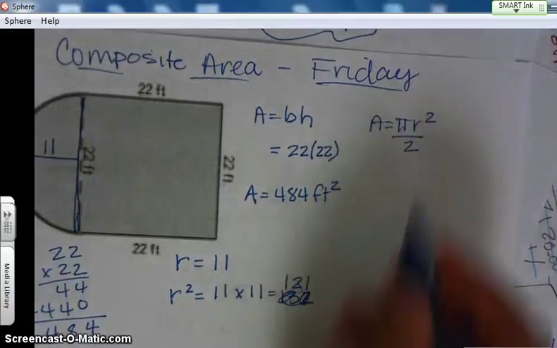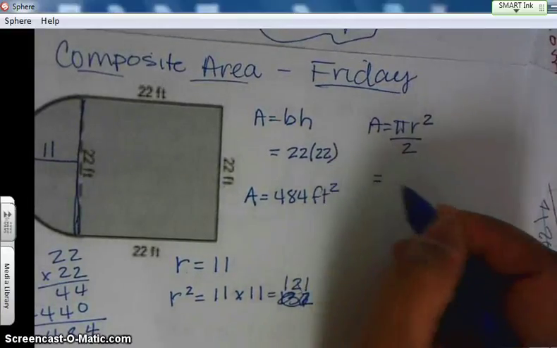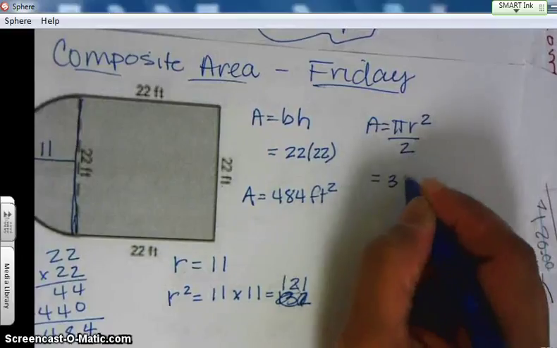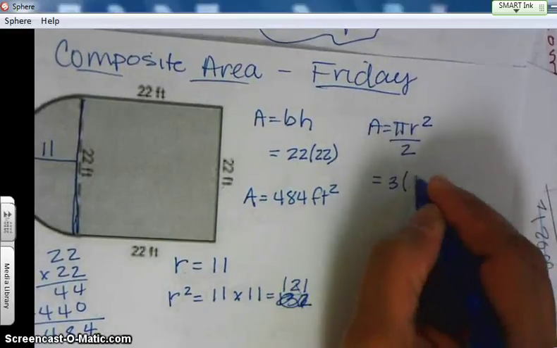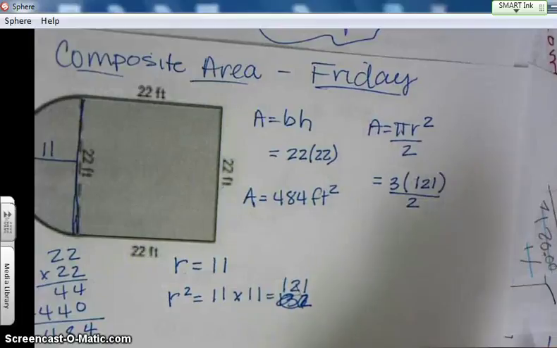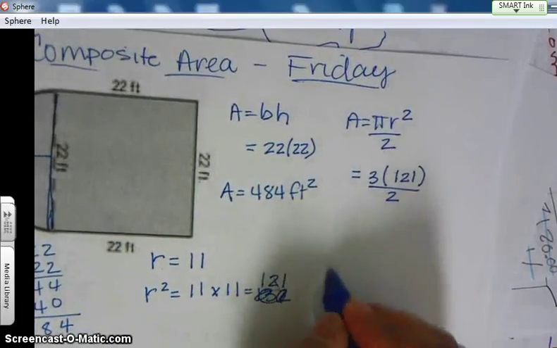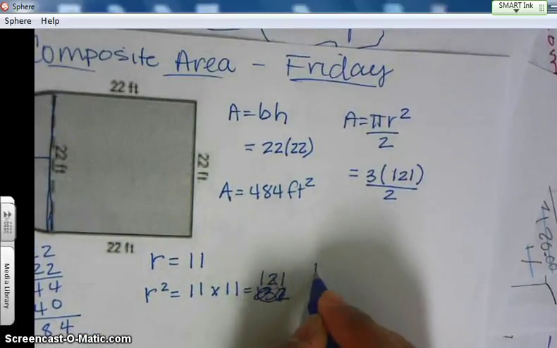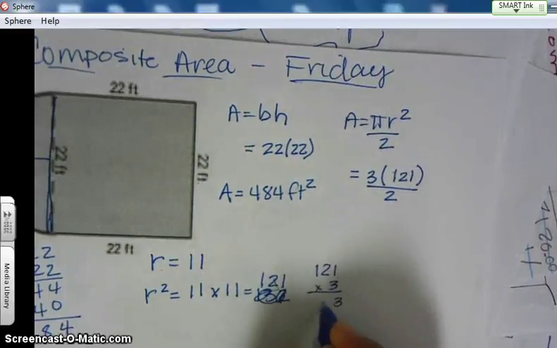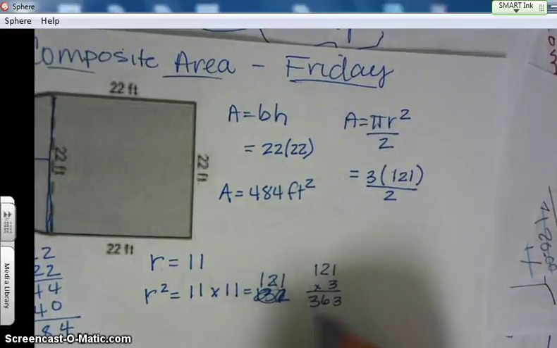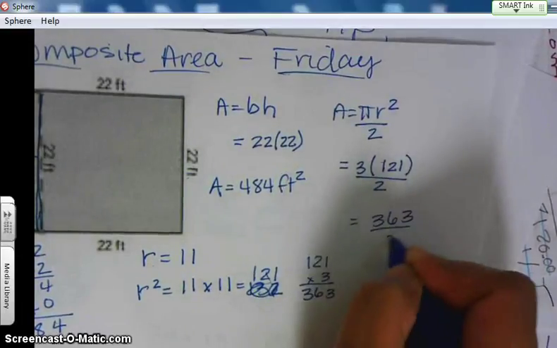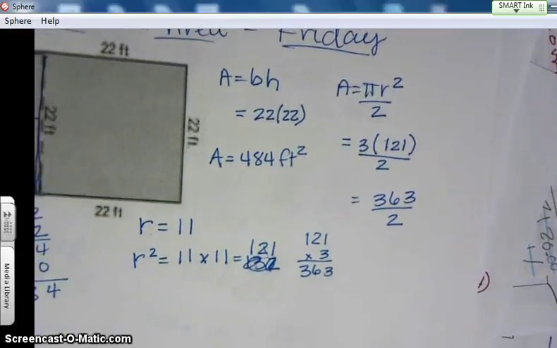And so I'm going to come up here to my formula for a semicircle. I'm going to substitute my numbers. I'm going to use 3 for pi. My radius squared is 121. And then I'm going to take all of that and divide it by 2. So I have to know what is 121 times 3. So 3 times 1 is 3, 3 times 2 is 6, 3 times 1 is 3. So I get 363 divided by 2.